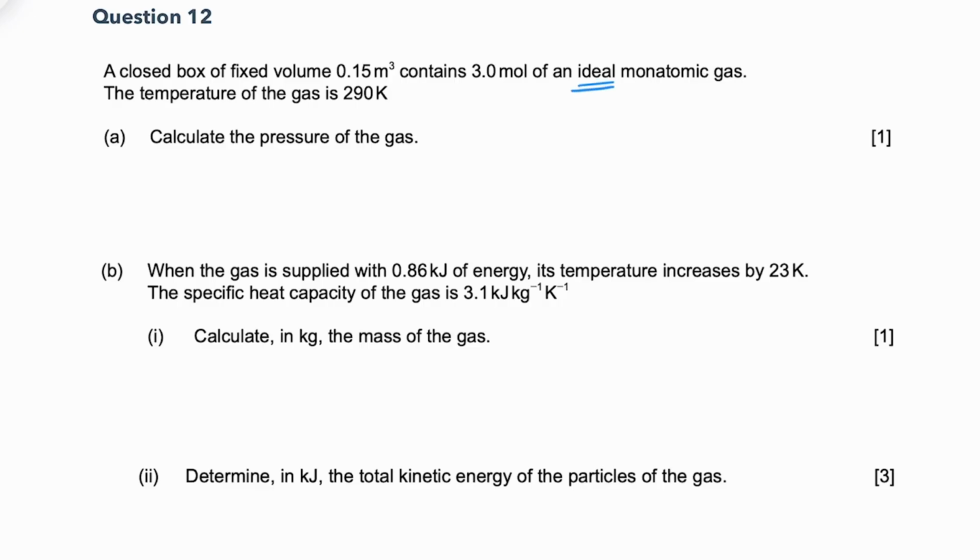The temperature of the gas is 290 Kelvin. A. Calculate the pressure of the gas. Well, it's an ideal gas, so we'll use the ideal gas equation. PV equals nRT. P is equal to nRT over V.